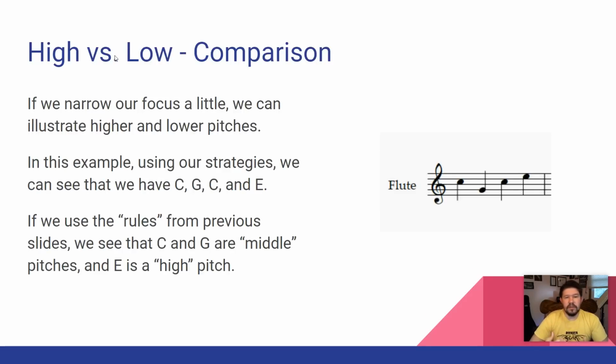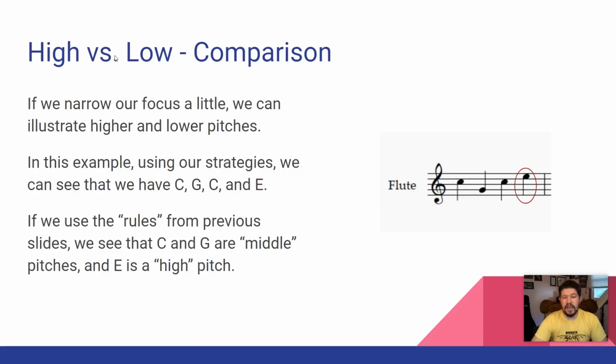If we narrow the focus to just one measure, we can illustrate higher and lower a little bit better. In this example, remember we have Every Good Boy Does Fine, and F-A-C-E as face in the space. We can see that we have a C, moving to a G, back to a C, and then up to an E. If we use the rules from the previous slides, we can see that C and G are in the middle, and E is a higher pitch.